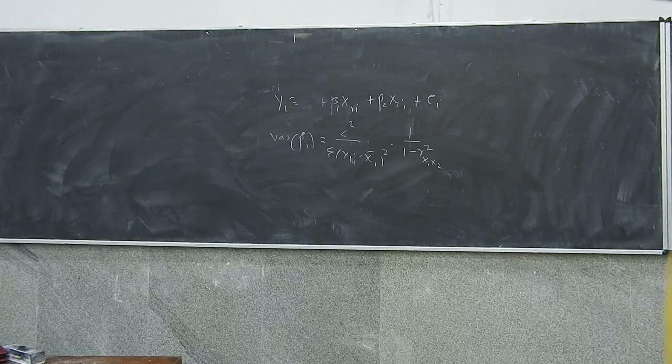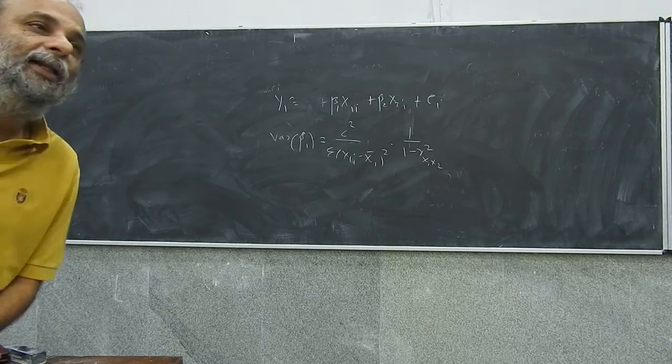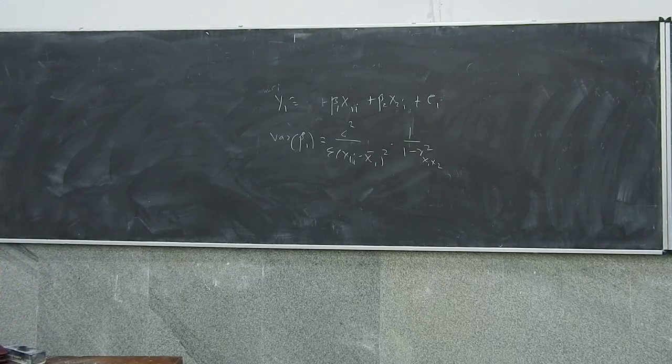So what it means is that if x1 and x2 are highly correlated, then the variance of beta 1 hat will be high. When there is no correlation between x1 and x2, you will get the variance of beta 1 hat which would have been the same as that in the OLS regression. Right? So tell me one thing.